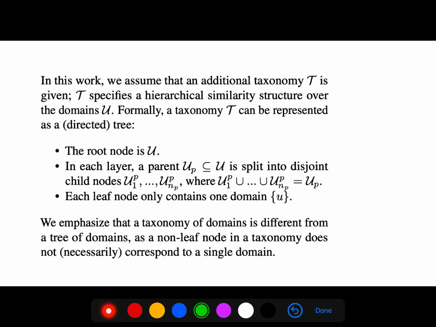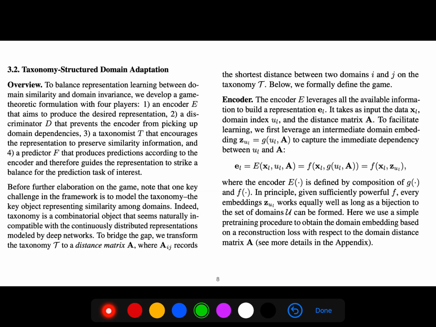So we assume an additional taxonomy. We have an encoder. Encoder E leverages all the available information to build representation E sub L. It takes as input the data X sub L, domain index U sub L, and the distance matrix A. To facilitate learning, we first leverage an intermediate domain embedding. So this is an intermediate domain embedding, Z, to capture the immediate dependency between U sub L and A.